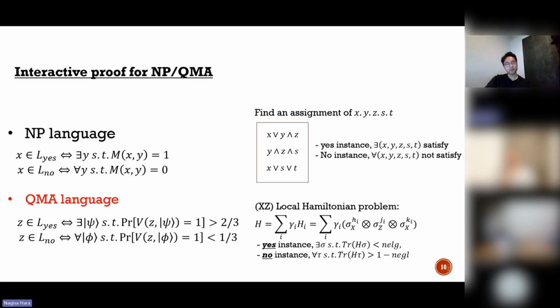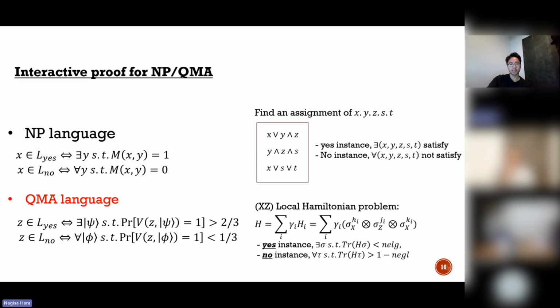And then the quantum version of an NP language is a QMA language. If it's a yes instance, then there's some quantum state such that you can convince the verifier with probability larger than 2/3. If it's a no instance, no quantum state is helpful to convince the verifier with probability larger than 1/3. And one famous example of a QMA language is the local Hamiltonian problem.